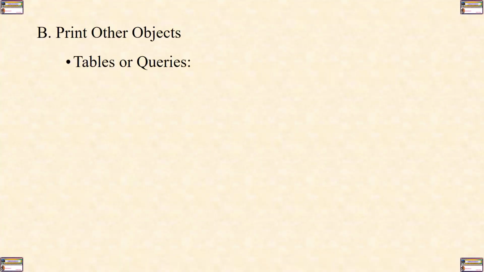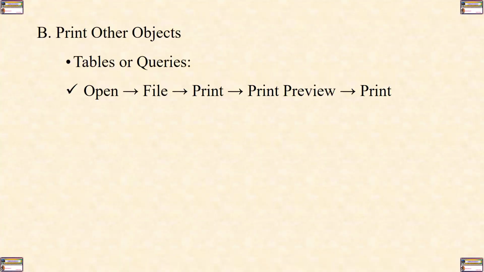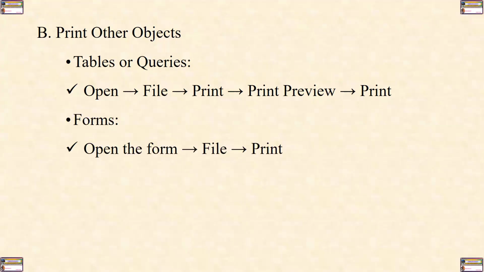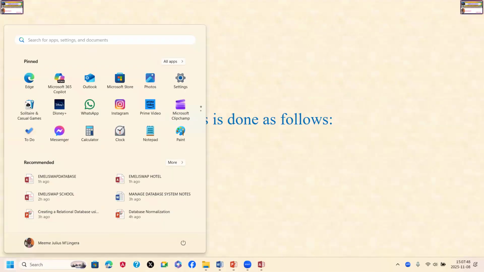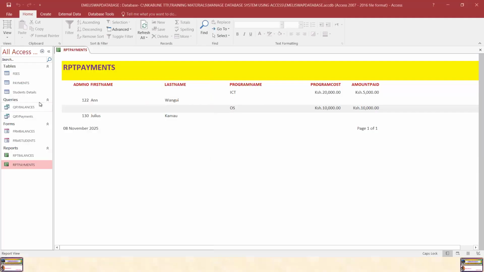You can even print other objects like tables or queries, but we advise you to print reports. You open the object you want, click on File, click on Print, click Print Preview, and click on Print. You also do the same for forms. You also do the same for reports. It's always advisable that you print reports. Now, let's see how we do that.